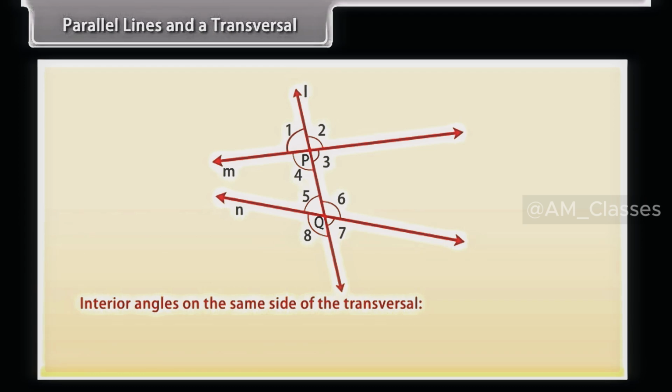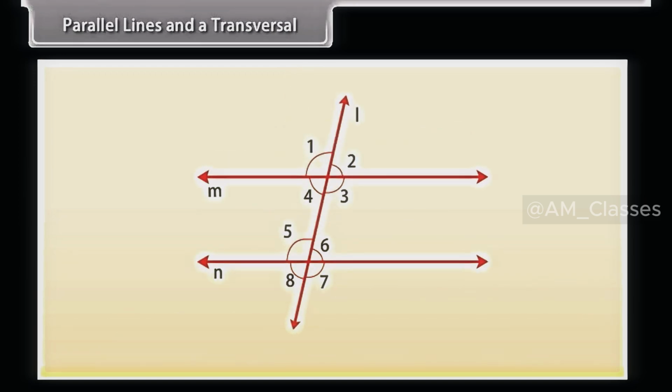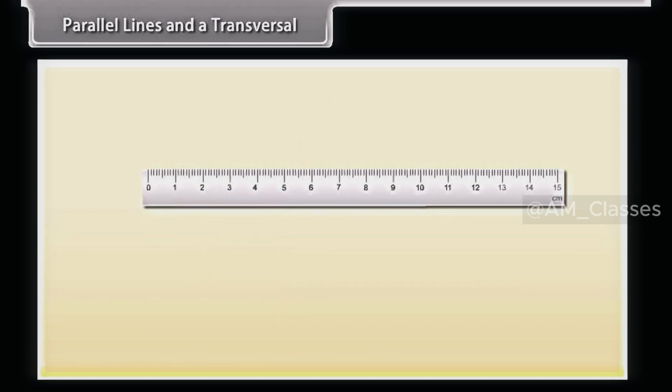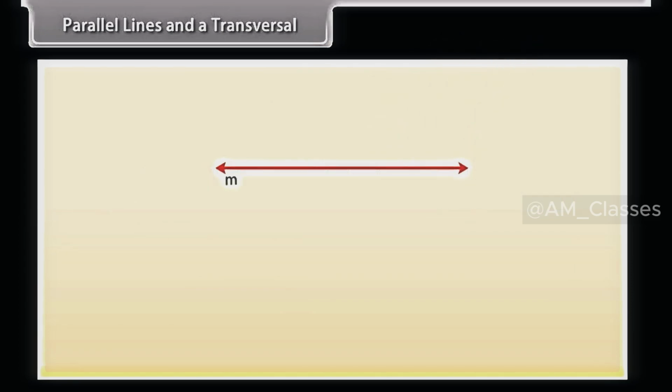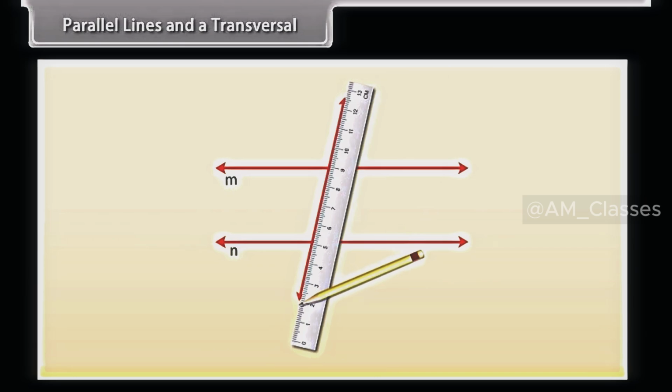Next is interior angles on the same side of the transversal. These are angle 4 and angle 5, angle 3 and angle 6. Interior angles on the same side of the transversal are also referred to as consecutive interior angles or allied angles or co-interior angles. Now let us find out the relation between the angles in these pairs when line M is parallel to line N. So, with ruler and pencil, draw two parallel lines along any two of these lines and a transversal to intersect them.